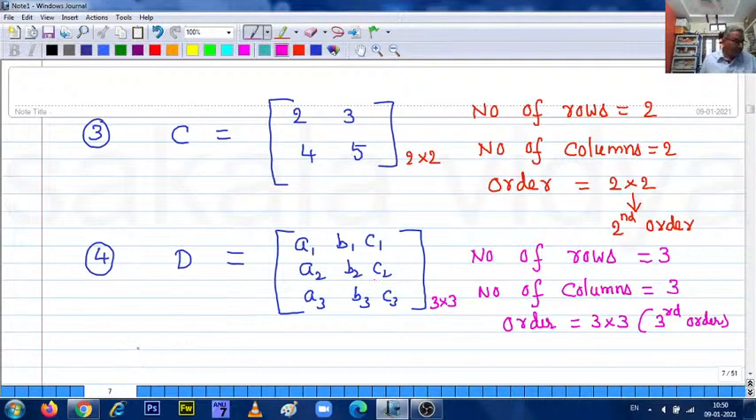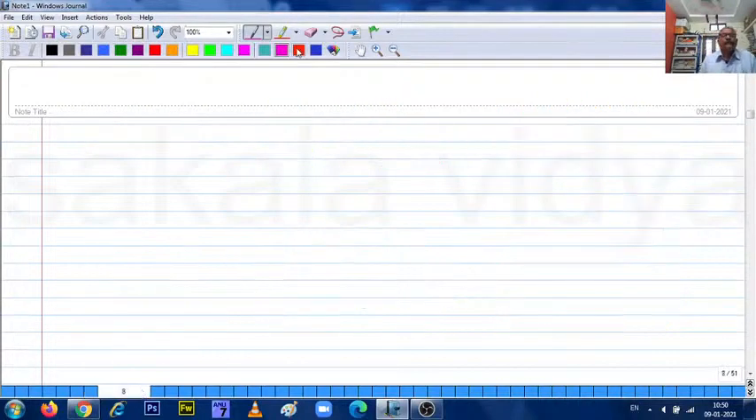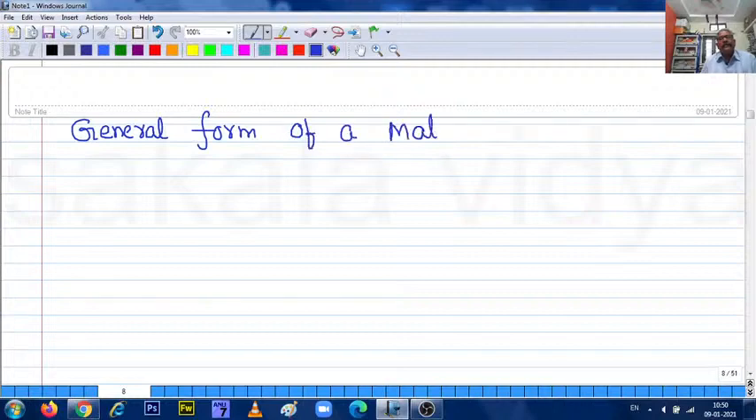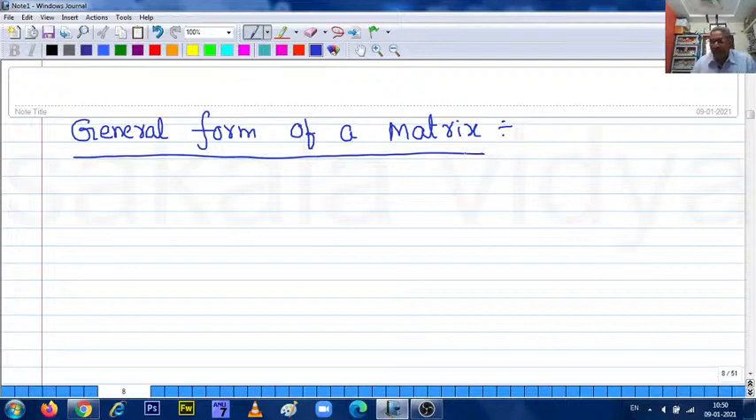Okay, now let us come to the next important concept: general form of a matrix. What is the general form of a matrix? The matrix whose order is m by n is termed a general form of a matrix. For example, you take A equals, you write down like this.